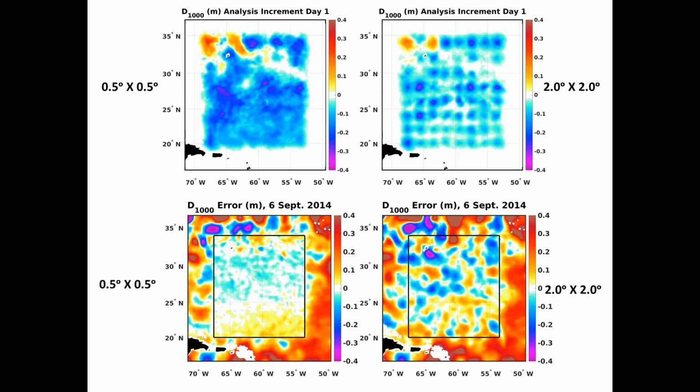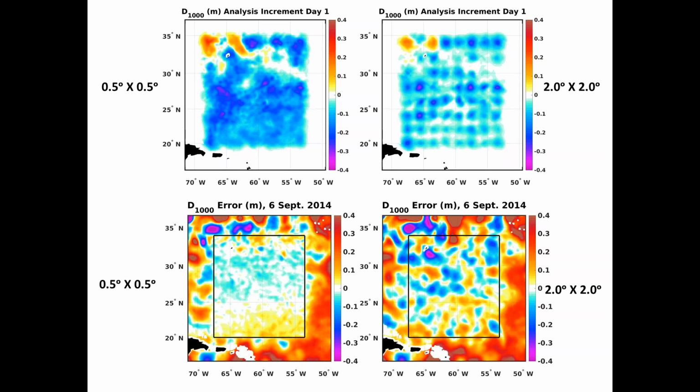fact that each observation cannot correct a sufficiently large area, and you get a polka dot pattern, if you will, in terms of how it's corrected. And that leads to inaccuracies down the road and error. That reduces the ability for the coarse resolution sampling to reduce mesoscale errors.